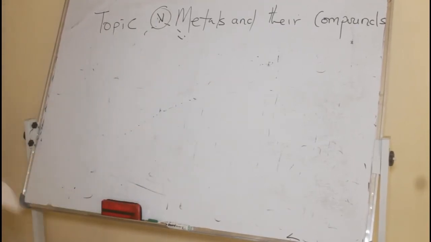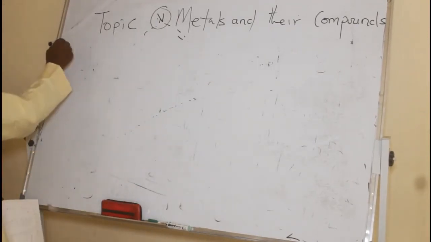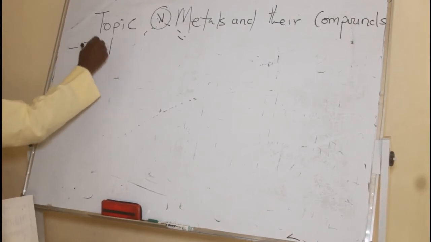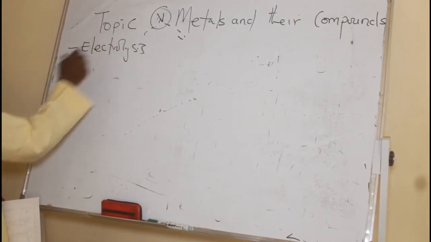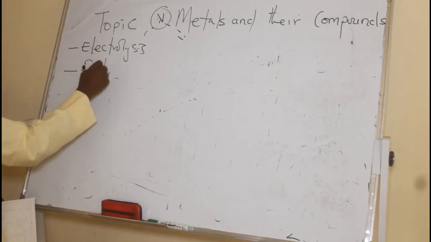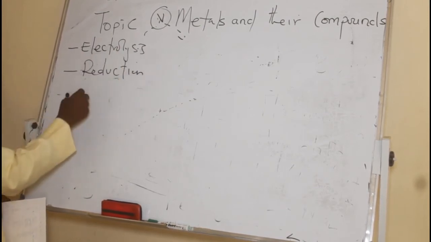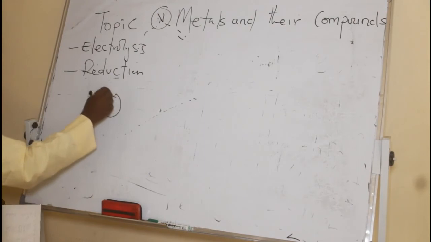So you can see electrolysis is number one. Electrolysis is a common technique for their separation. Two, reduction of their oxides. Example, you have carbon monoxide and this.